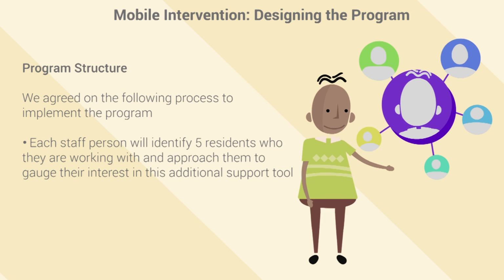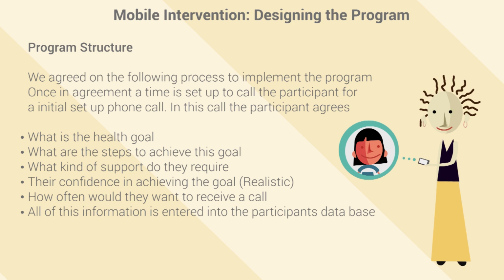We didn't try to force this down anybody's throat. We didn't try to force this upon people, but we did ask our staff to identify at least 5 people that they were working with to gauge their interest in using the mobile app. And then we got into the actual program, the program structure. So once we found those people that were willing to participate, we went through these basic steps in that initial phone call.